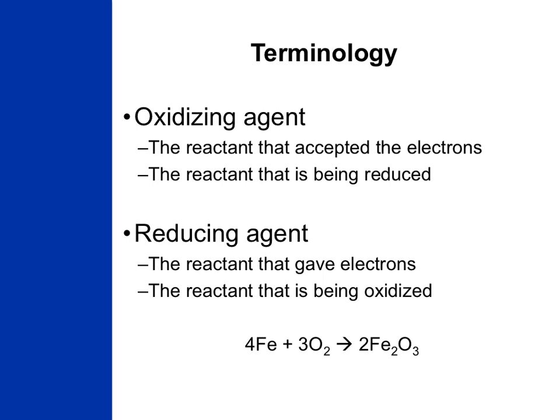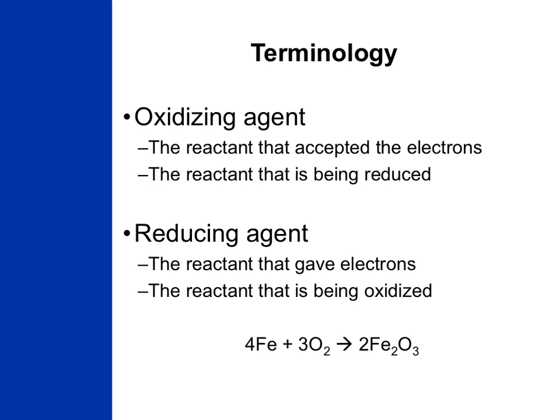A quick word about terminology with redox reactions. Chemists talk a lot about the oxidizing agent and the reducing agent. These words refer only to the reactants in the reaction, the substance that is doing the acting. The oxidizing agent is the substance that accepts electrons and is thus being reduced, while the reducing agent is the reactant that gave the electrons, so it's being oxidized.